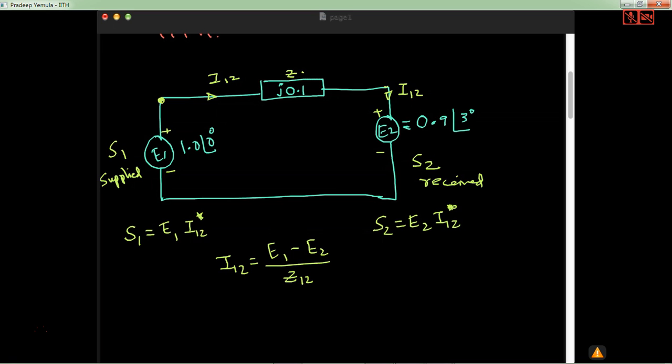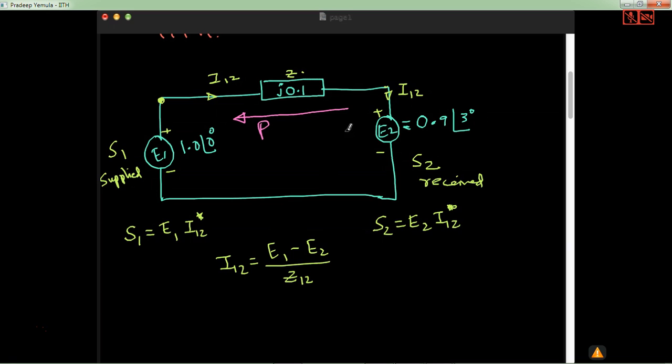Now for the values shown in the figure, you notice that the angle here is 0 degrees and the angle here is 3 degrees. So the higher angle is on the E2 side and the lower angle is on this one. Active power always flows from higher angle to lower angle. So this is the direction of active power flow P.